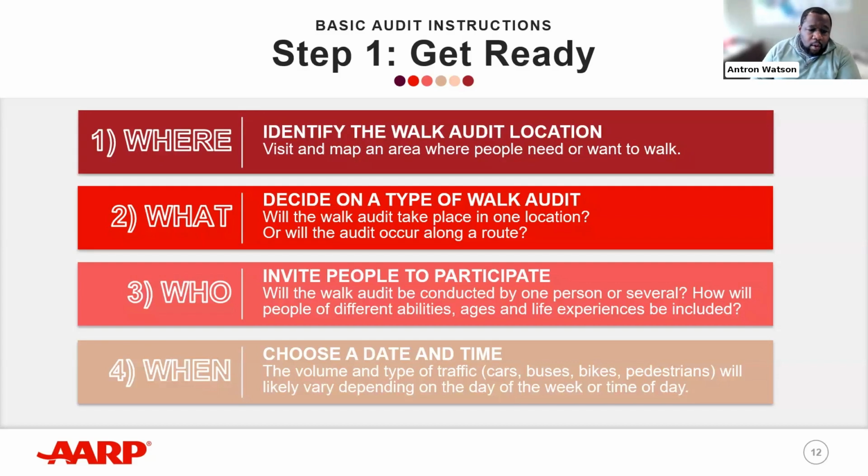Second, you want to think about what. So what will the walk audit be? Will it take place in one location, or will the walk audit occur along a route? The toolkit contains worksheets suitable for the observational single location audit or walking audit in which the participants experience an area's walkability. So that's more likely your non-walkable areas.